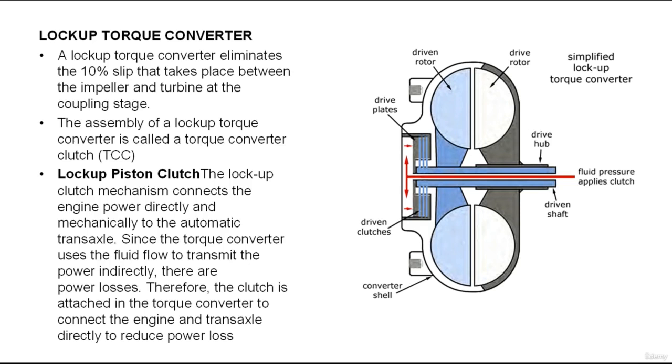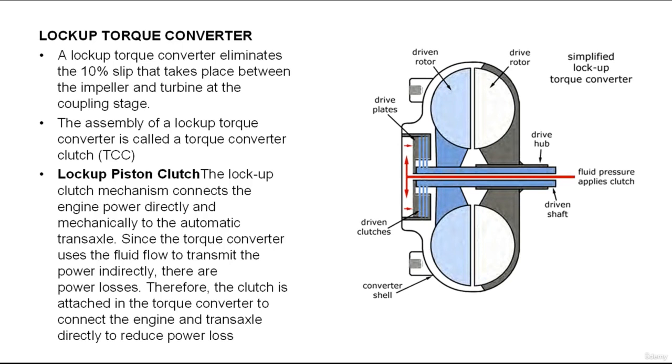Also, we have the lock-up torque converter. A lock-up torque converter eliminates the 10% slip that takes place between the impeller and turbine at the coupling stage. The engagement of a clutch between the impeller and the turbine assembly greatly improves fuel economy and reduces operational heat and engine speed. The assembly of a lockup torque converter is typically called torque converter clutch, or TCC.